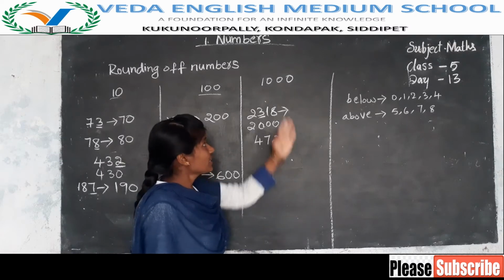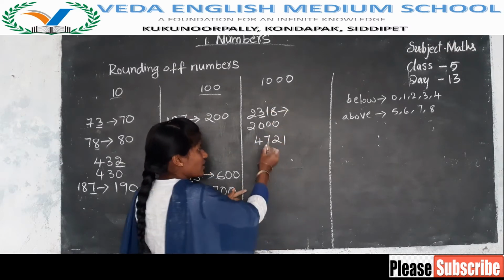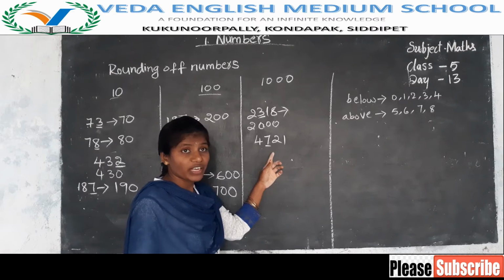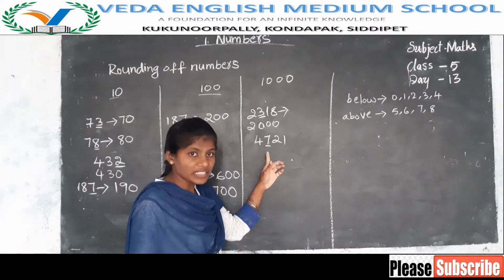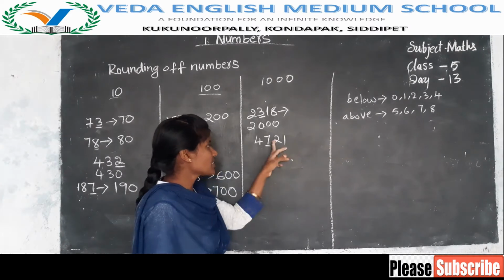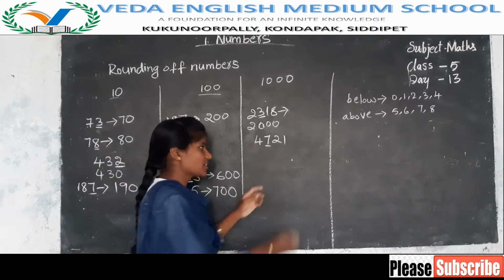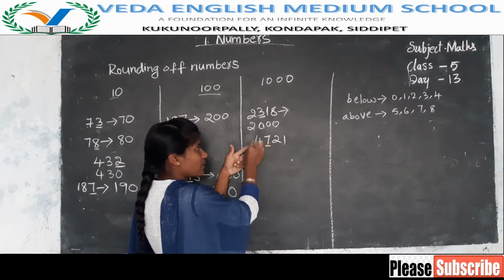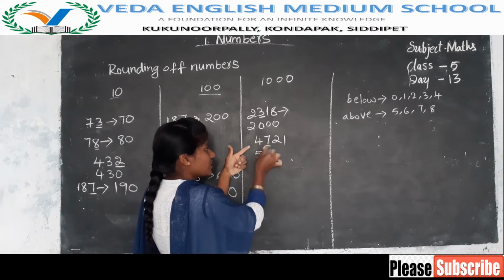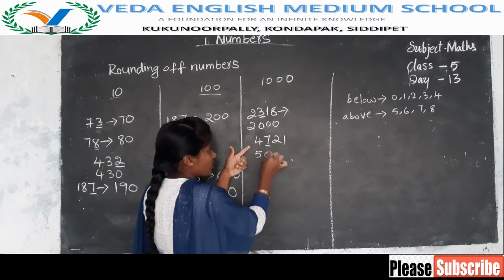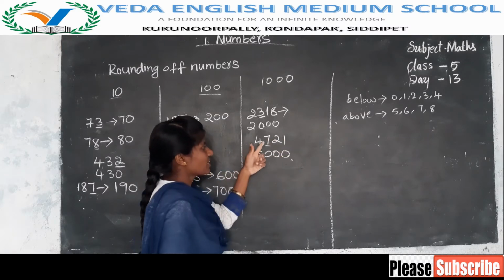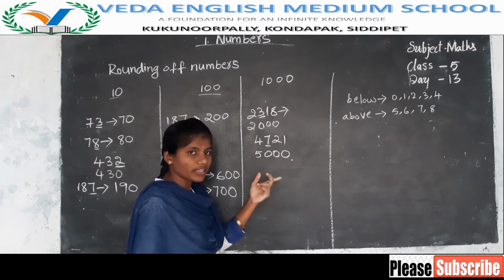Now, nearest thousands means we have to check the place value of 7. 7 is above 5 number or below 5 number? 7 is above 5 number. If the number is above 5, what you have to do? You have to increase the next number by 1 time. 4ని 1 time increase చేస్తే ఏమొస్తుందన్న 5 and remaining 3 places are 0. So 4721 is nearest to 5000.